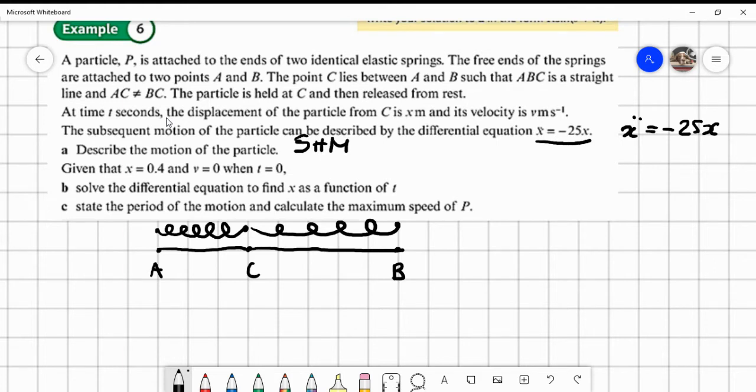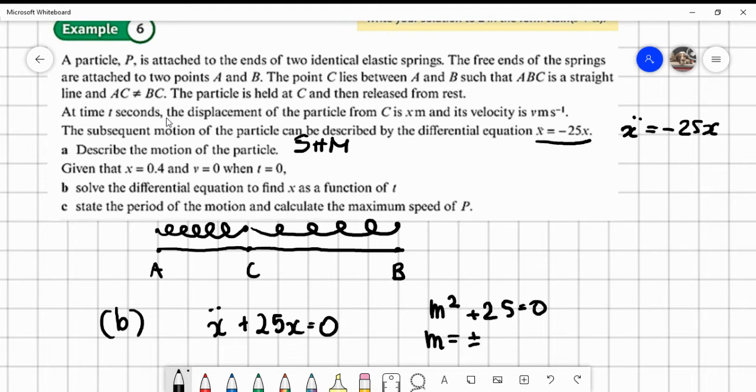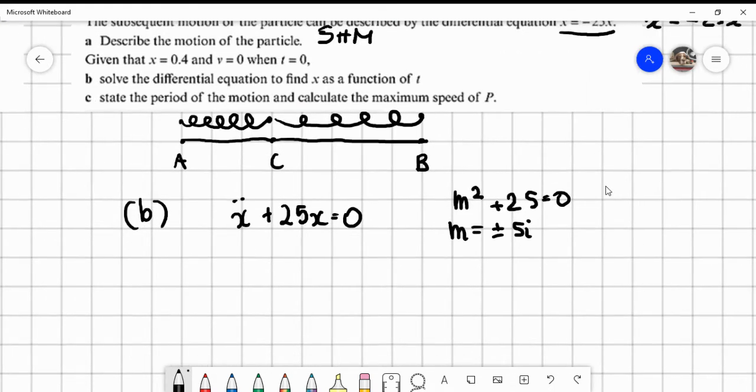And then they are asking us to solve the differential equation to find x in terms of t. So we'll do exactly the same as in the example before. So rearrange it first. And the auxiliary equation is m squared plus 25 equals 0, giving us m equals plus or minus 5i. We're going to write the general solution, which is x equals, over here it's going to be a cos 5t plus b sin 5t.